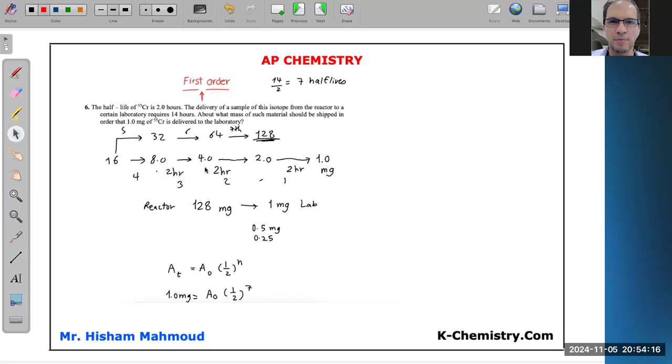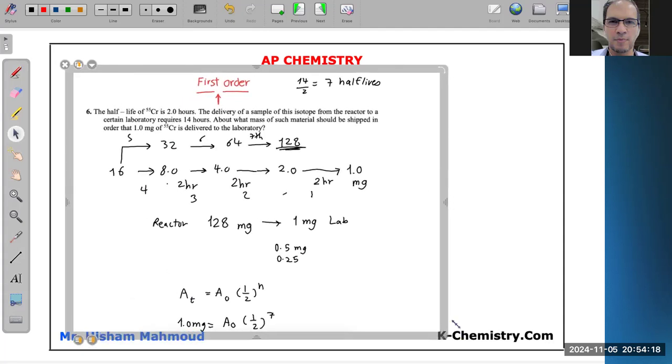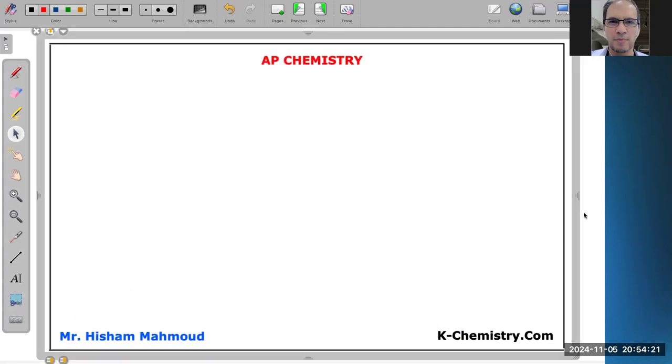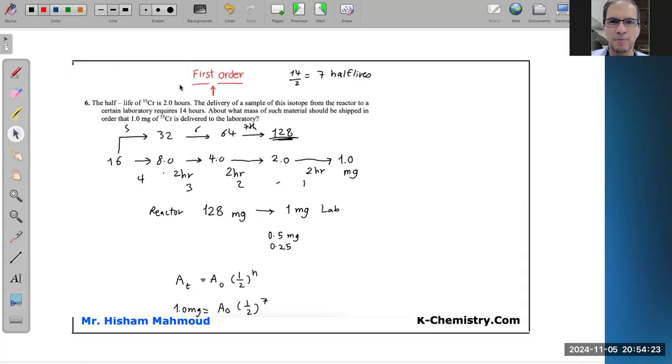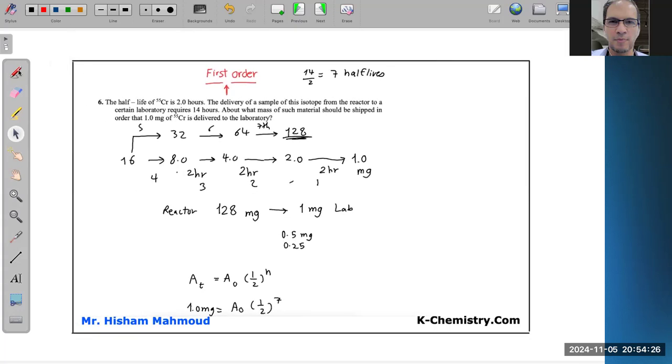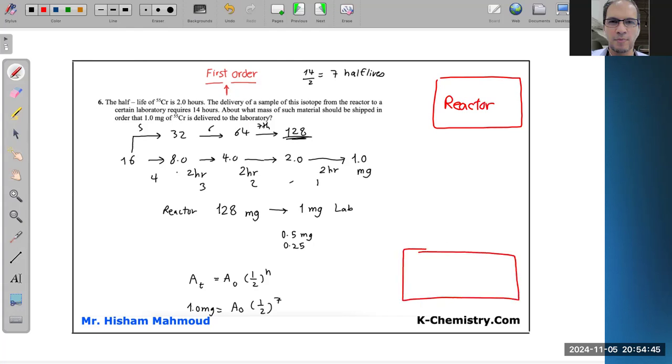Okay, this question is telling me the half-life of chromium 55. Chromium 55 is a radioactive substance, and he said that the delivery of a sample of this isotope from the reactor to a certain laboratory requires 14 hours. I need to take the radioactive isotope from the reactor to my lab. How long will I take on the road? I will take 14 hours.